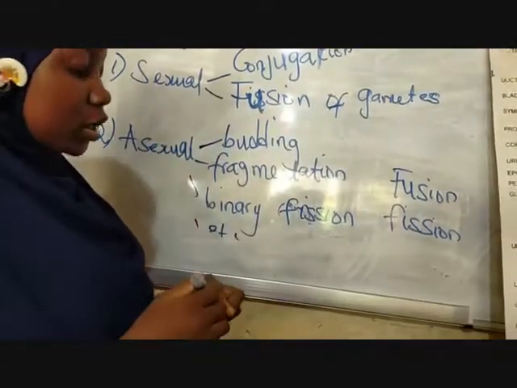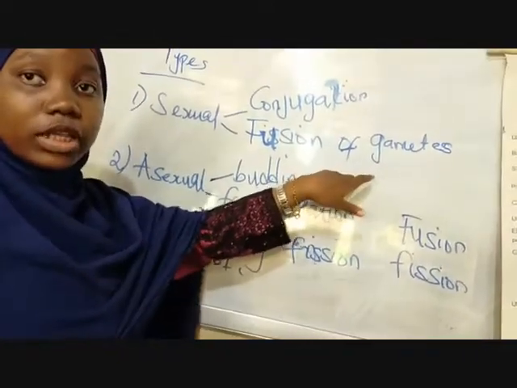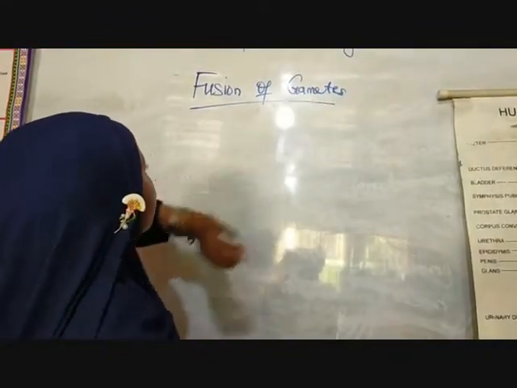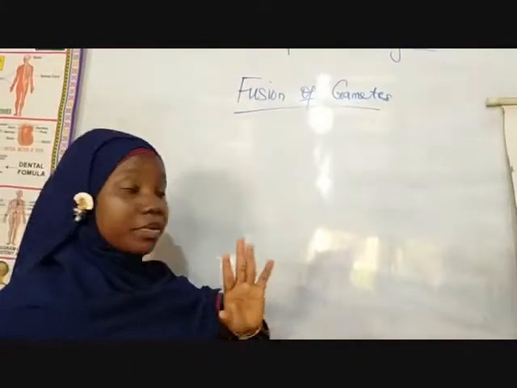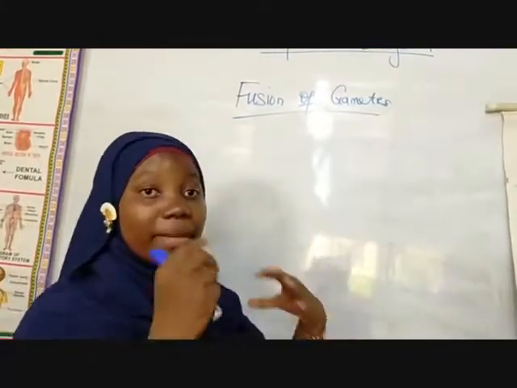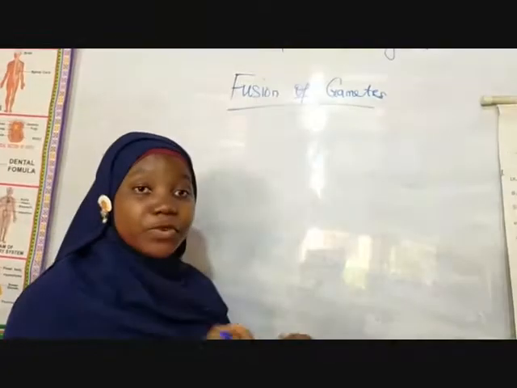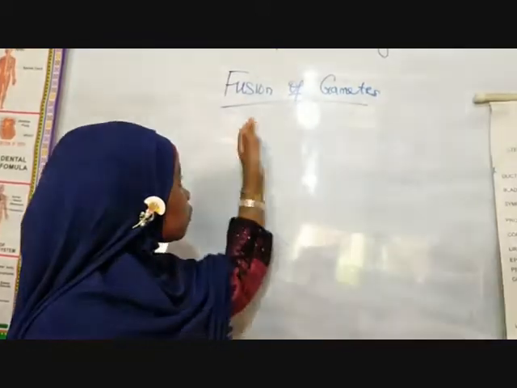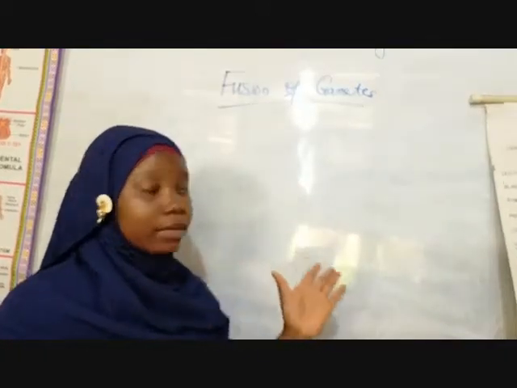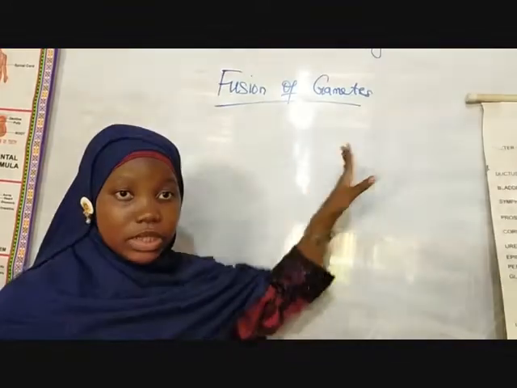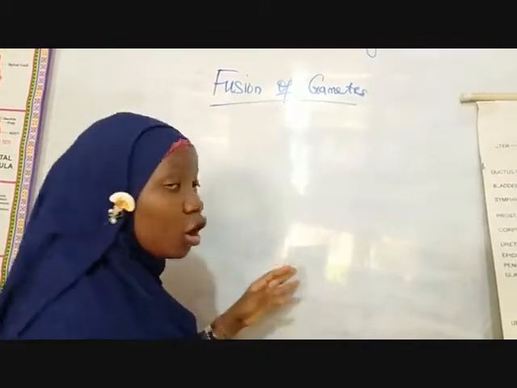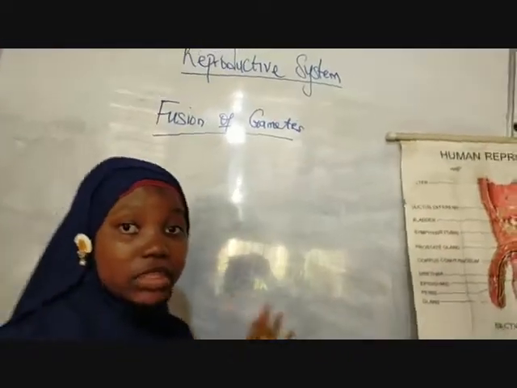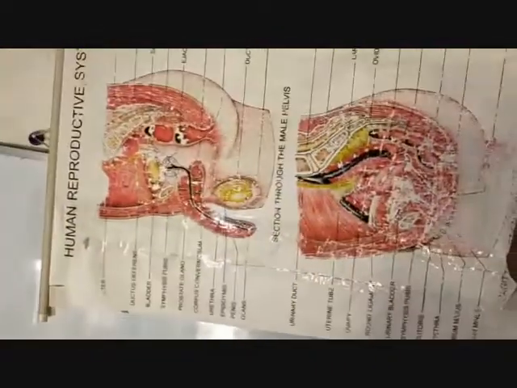Fusion of gametes. This is the aspect of reproduction that we are concerned about today. Fusion of gametes is a type of sexual reproduction which involves the fusion of the male and female gamete. That is the fusing. When something is fused together, it means it is merged together. But before we talk about how this process occurs, let's look at the structure and function of the reproductive system. So we are going to discuss reproduction in human beings.